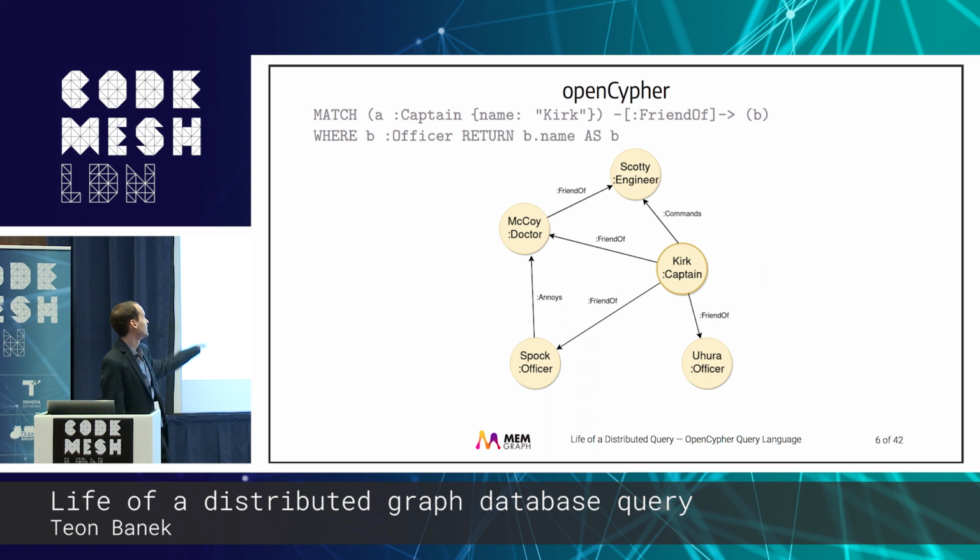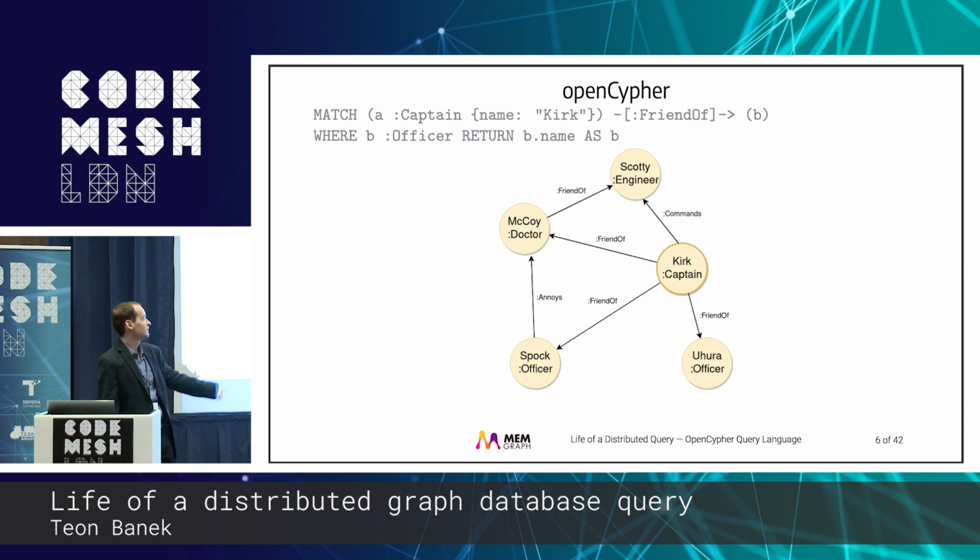So a node is in parentheses. Here we want to find a node labeled Captain and store it in variable A. Such a node also needs to have a property name with value Kirk. In our case, we are actually storing a property graph, so each graph element may have multiple properties. And then we expand across outbound edges which have the type FRIEND_OF into a destination called B.